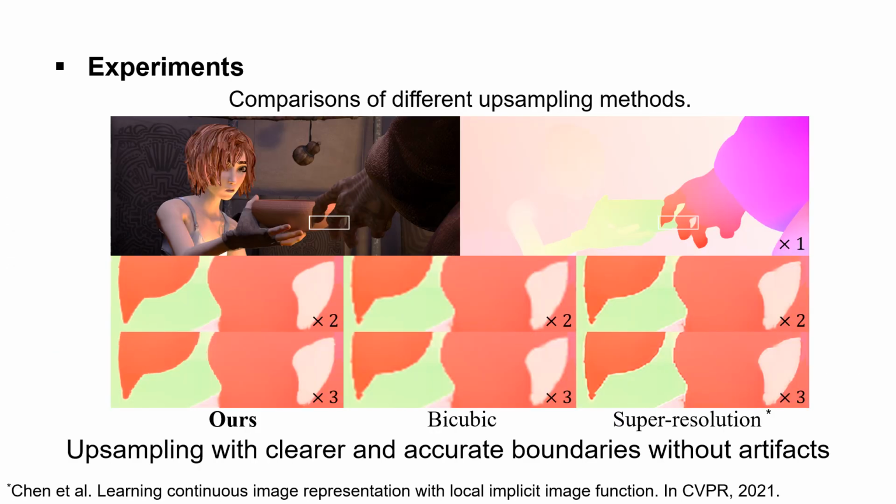Also, we compare the results of upsampling the flow into higher resolutions by different methods. The left one is the result of our proposed implicit upsampler, the middle one is that of bicubic interpolation, and the right one is computed with the recent super resolution method. As shown in the figures, the interpolation and the super resolution generate artifacts. On the other hand, our method performs upsampling with less artifacts and accurate boundaries.